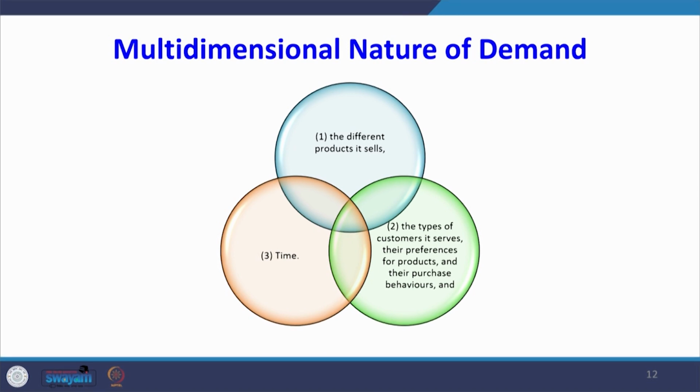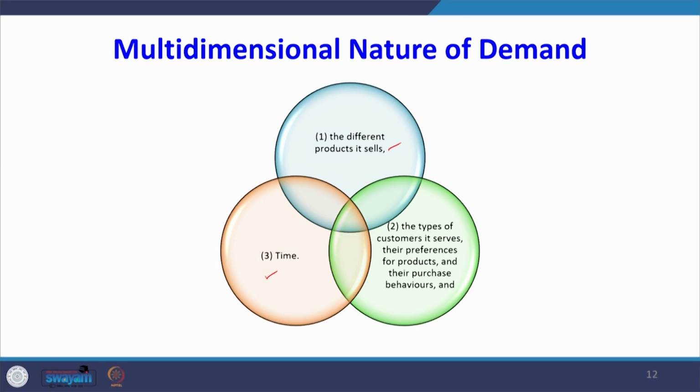Normally we can say there are 3 dimensions. The first is the product itself; each product will have its own demand, but the same product at different times will have different demand. For example, for hotels, during the season the demand is more, and during the off season the demand is less. So, the second dimension of demand is time.